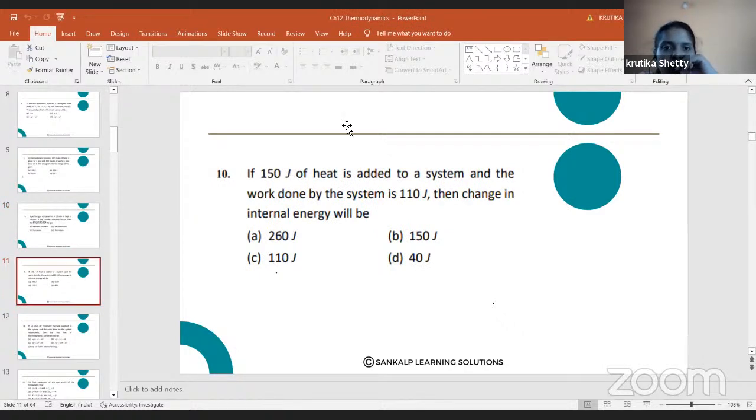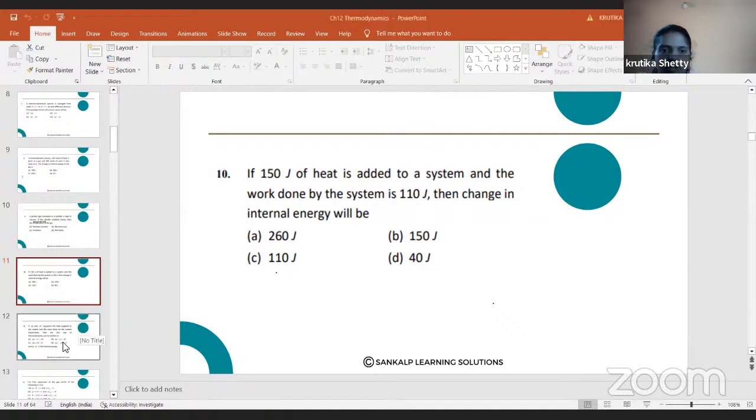Then the next question, again based on the first law. If 120 joule of heat is added to a system and the work done by the system is 110 joules, then the change in internal energy is: simple one, that is 150 minus 110, that is 40 joules. It is 40 joules. Option D. Yes, students, it is 40. Okay, next.